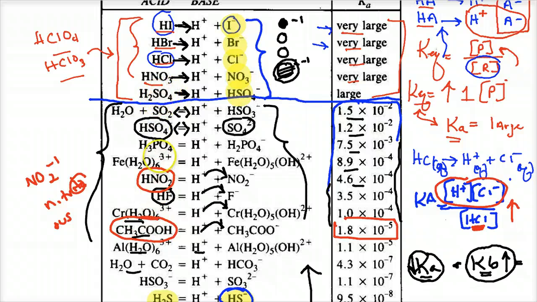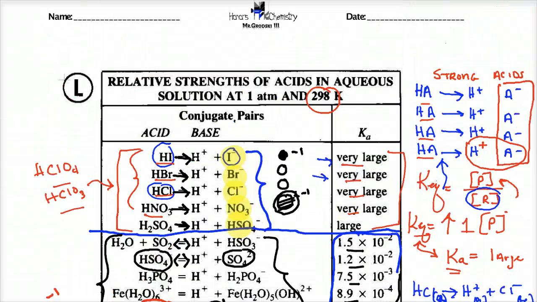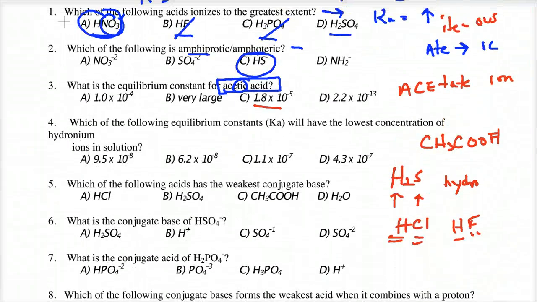And let's go look at H3PO4. It's the phosphate, so phosphoric. So that's how we name. Okay, no big deal. And I'm almost done. Which of the following equilibrium constants will have the lowest concentration of hydronium ions? Well, if you have the lowest concentration of hydronium ions, heck, you're a weak acid. So who's got the weakest Ka? Who's got the lowest Ka? I would say this one, smallest number.